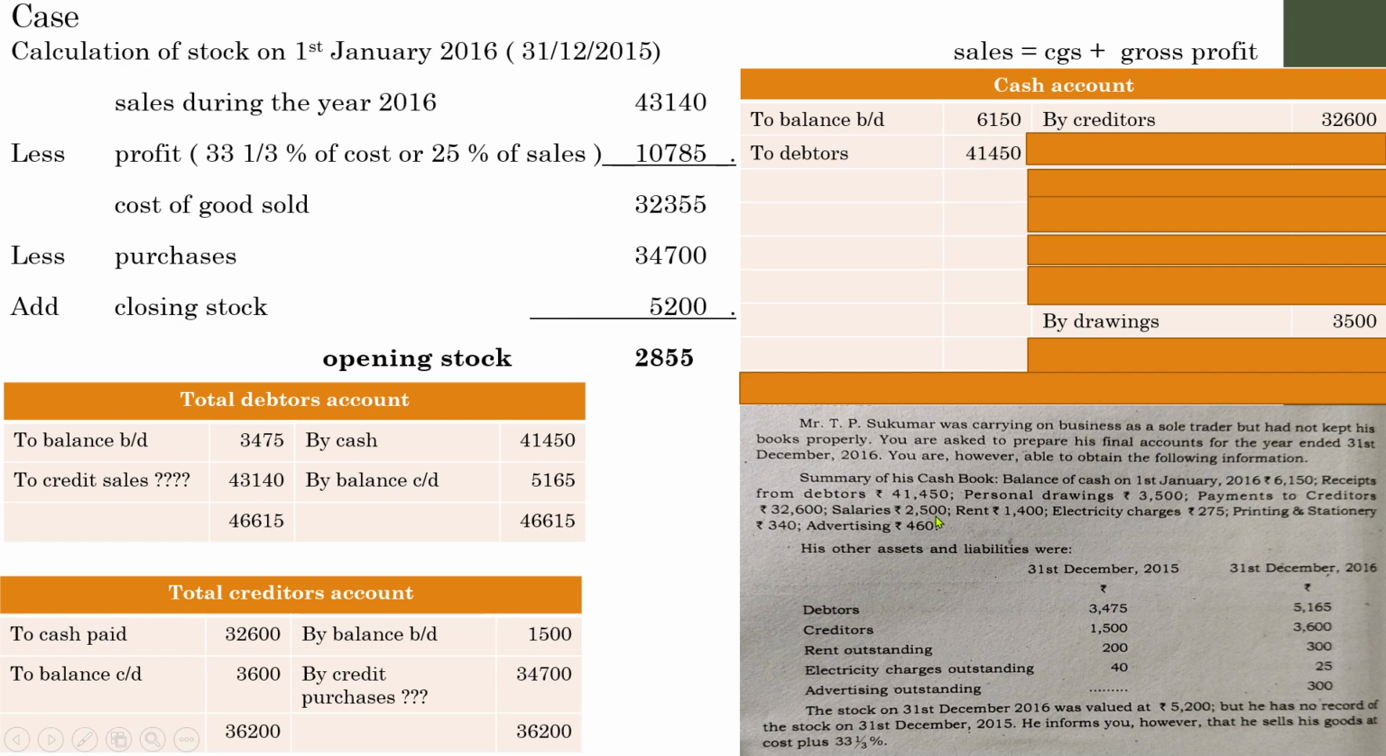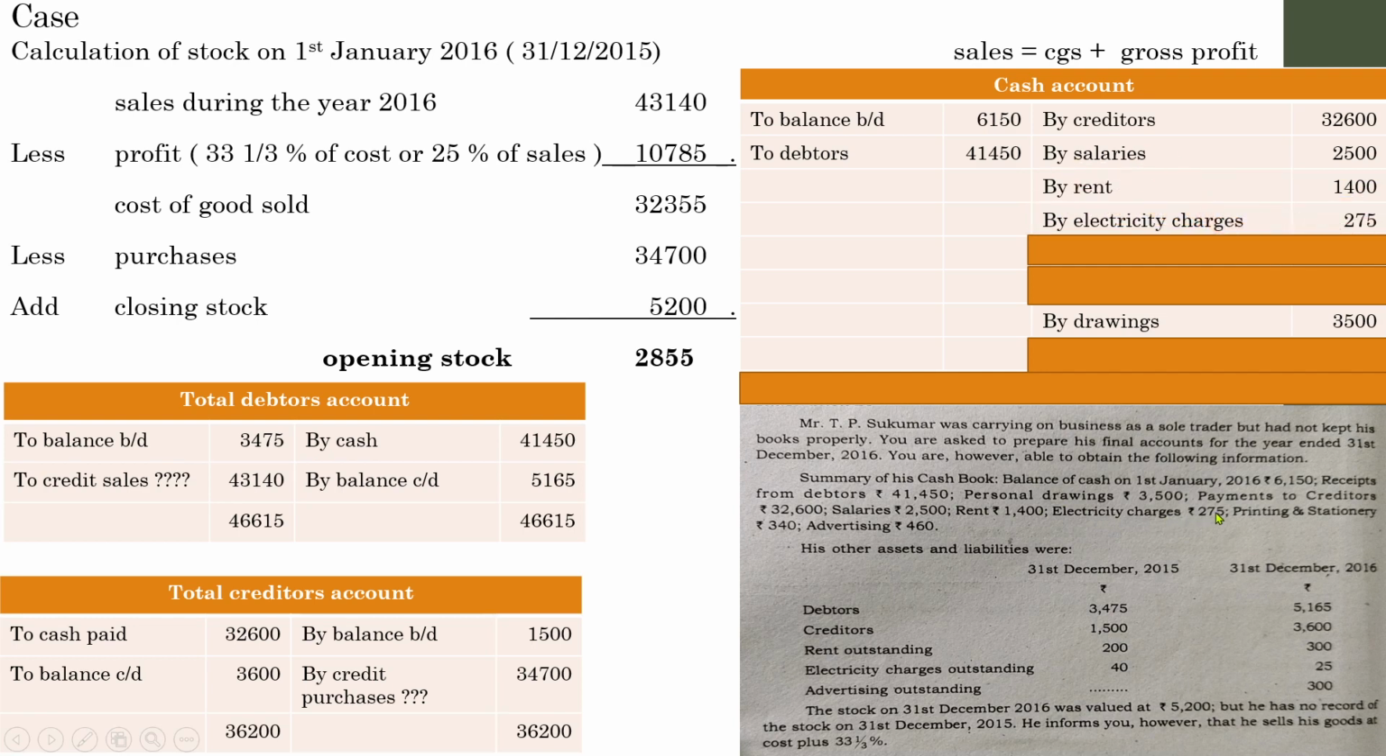Salaries paid during the year 2,500. So by salaries 2,500. Rent paid, just like salaries, an expense. By rent 1,400. Again another expense, electricity charges. By electricity charges 275. Next one, printing and stationery 340. By printing and stationery 340. And finally advertising 460. Now again go through all these minute details given in the question. Make sure whether you have recorded all the details.